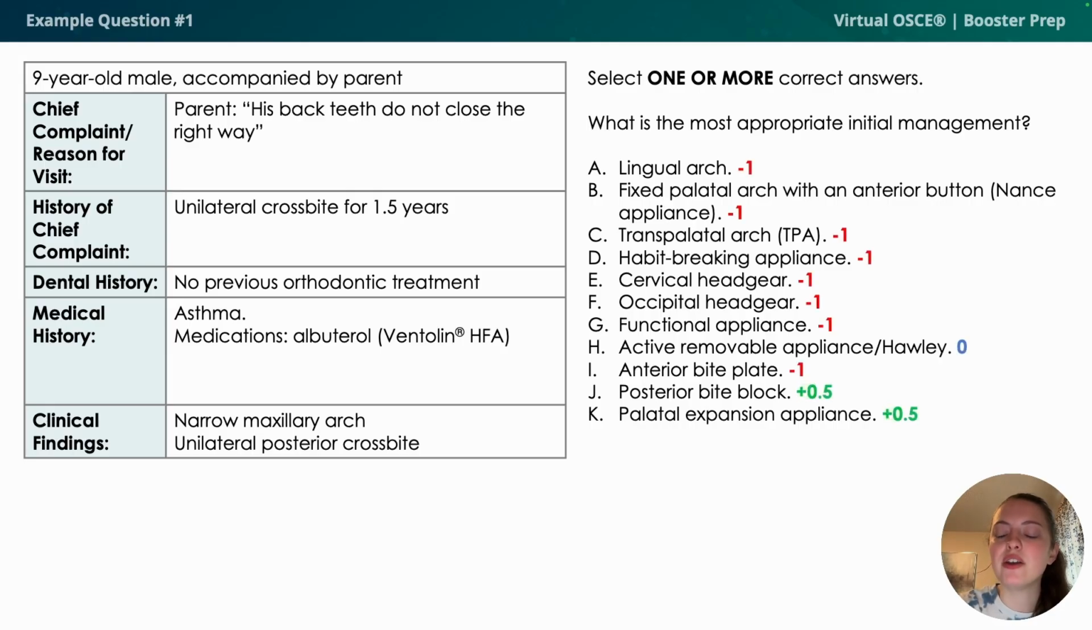And here are the point values for this question. And you'll see that an active removable appliance, and Holly's just an example of that, is set at 0 points. Now, because this appliance can provide some minor expansion, and they can be built to include a bite block, it may work, but this is one of those questions where it's just not the best or the most appropriate option, so it was not the correct answer.